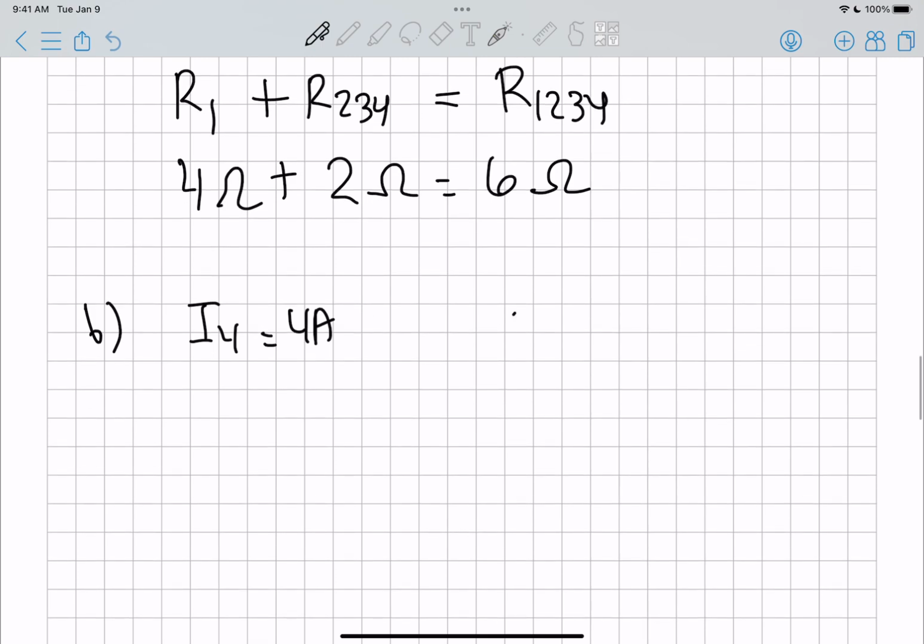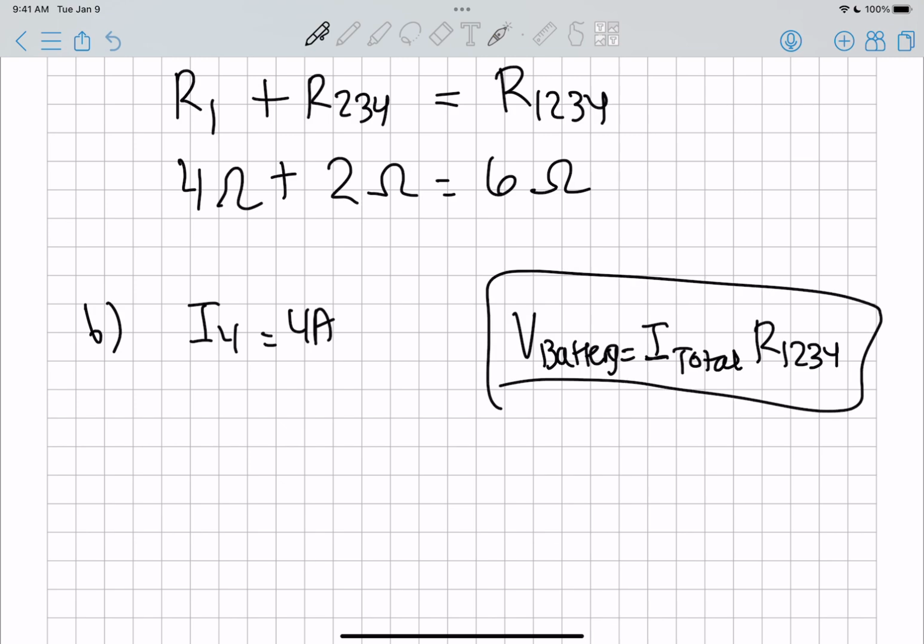V equals IR, right? So V battery, I could say I battery or I total. Yeah, I can say I total. And then times R1, 2, 3, and 4, right? Because that would be the total resistance here, right? So that is how you would figure it out, right?